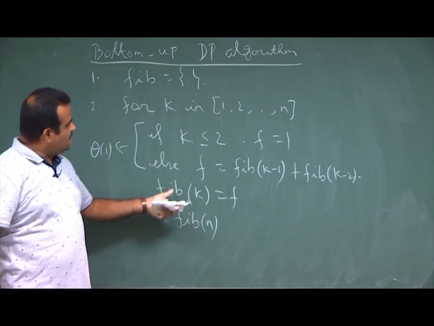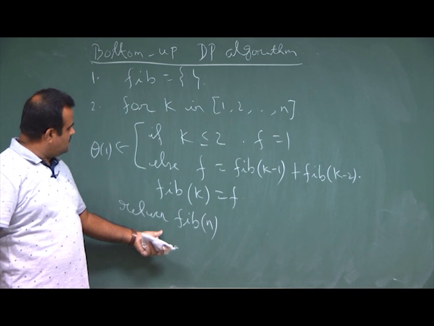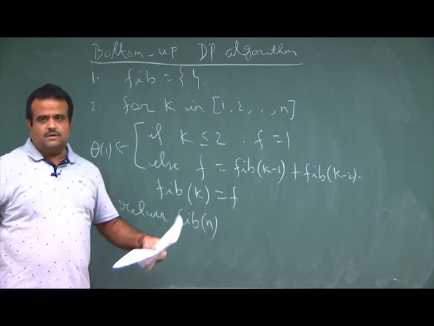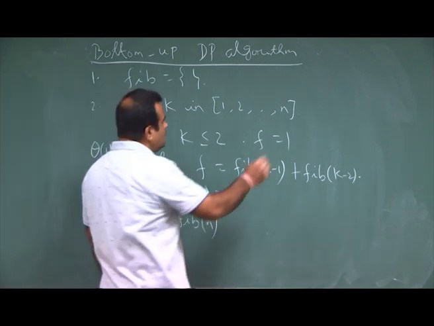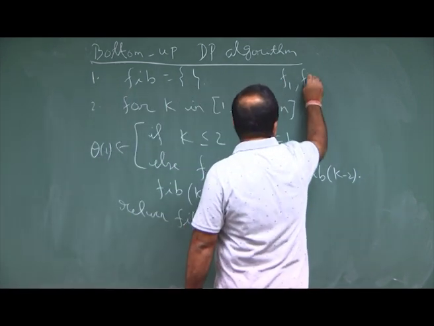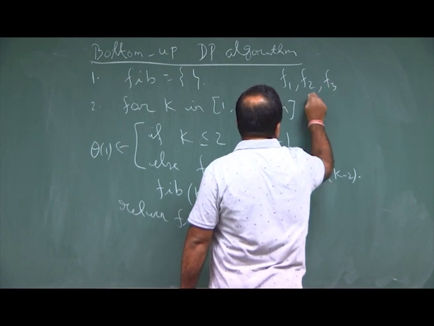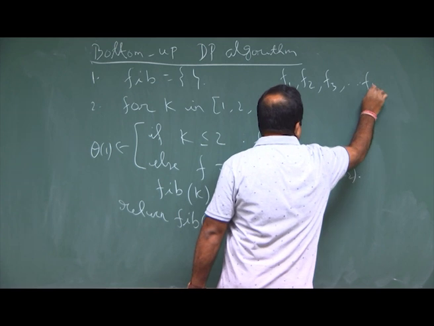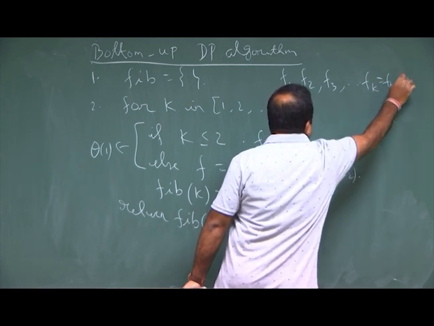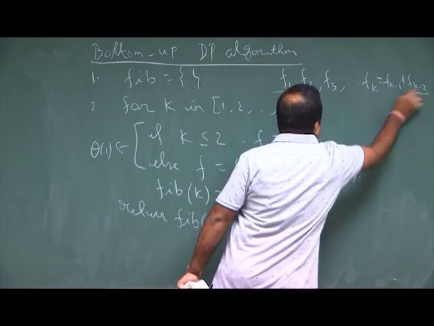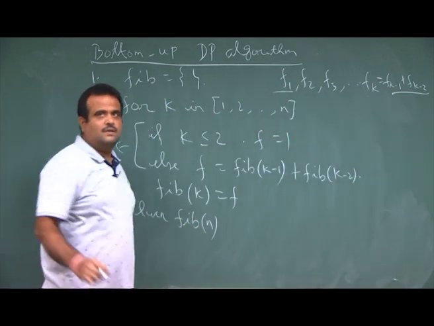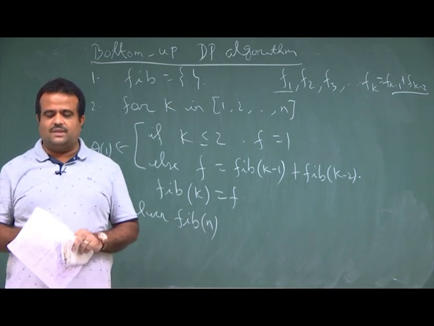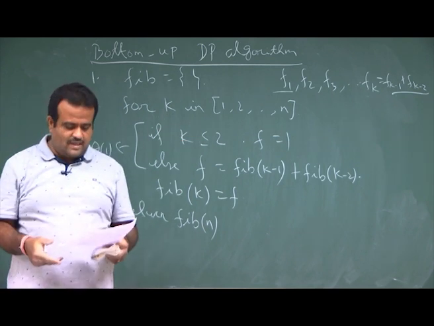We keep on calculating this way and ultimately we return this. This is the bottom up way. We start with f1, then f2, then f3. When we calculate f3 we forget f1. So, fk is basically f of k minus 1 plus f of k minus 2. Every time we just store the last two values of the Fibonacci number and then we add them up to get the next value.